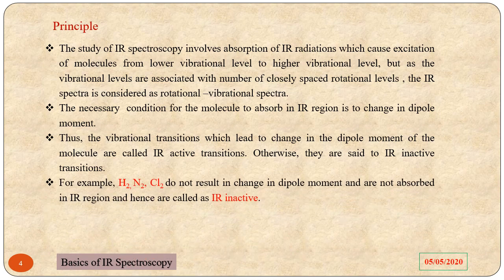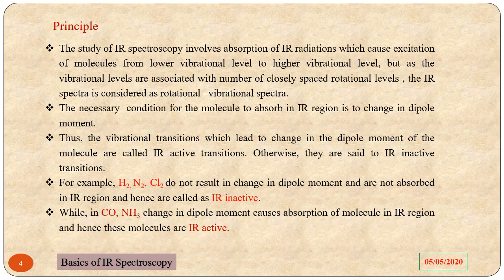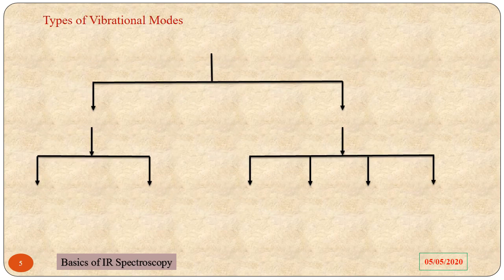For example, hydrogen, nitrogen and chlorine molecules, that is H2, N2 and Cl2, do not result in a change in the dipole moment and are not absorbed in the IR region, and hence these molecules are said to be IR inactive. While in carbon monoxide or ammonia, there is a change in the dipole moment which causes the absorption of the molecule in the infrared region, and hence these molecules are said to be IR active.